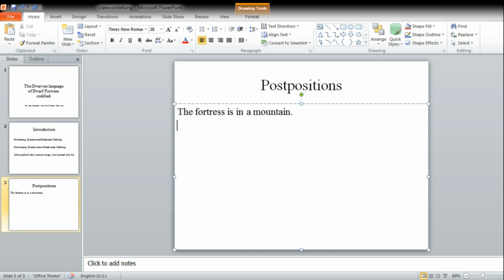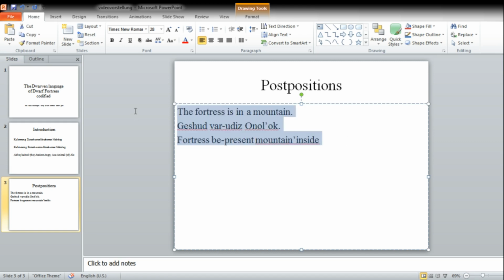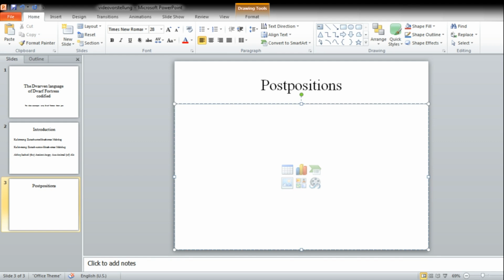The fortress is in a mountain. So, Geschud is the word for fortress. Geschud war dies. Fortress, be present in a mountain. But remember, there are no prepositions, so we have to say onol, mountain, and then the word for in. So, we affix this postposition, it comes after the noun, to mountain. So this means fortress, be present, mountain, in, or within, inside, whatever. And that's it. However, I think that concept might be a little difficult for a lot of people to understand. Unless you speak Finnish. If you speak Finnish, that just makes perfect sense.